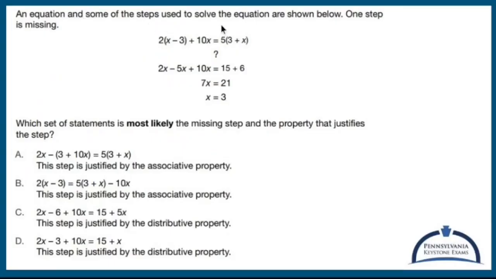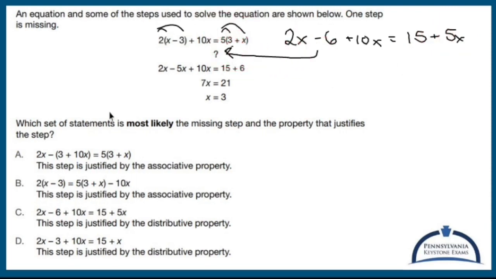An equation and some of the steps used to solve the equation are shown below. One step is missing. All right, so that step is missing, so I guess I'll just do it. 2x, okay, so this is the distributive property. 2 times a parentheses is the distributive property. 2 times x is 2x. 2 times negative 3 is minus 6. And then we have plus 10x equals 5 times 3, which is 15. Distributive property again. 5 times x is 5x. All right, so I guess that guy would be that guy.